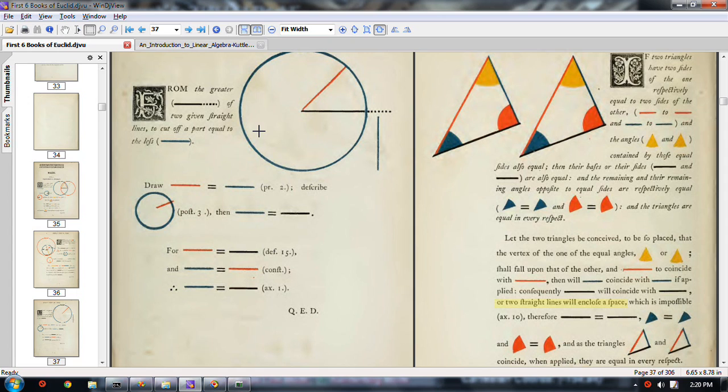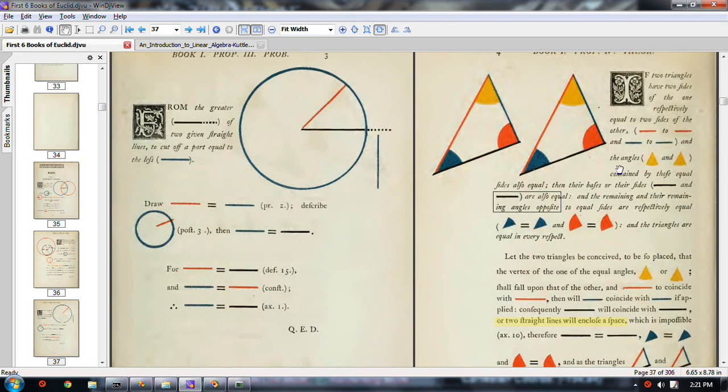Together. Then their sides or bases are also equal.